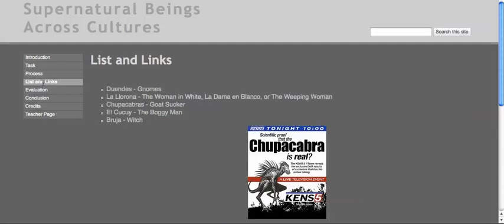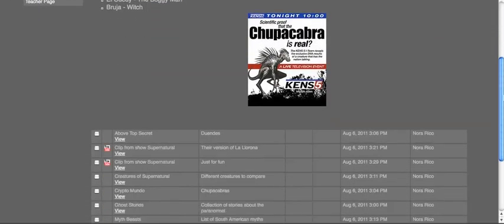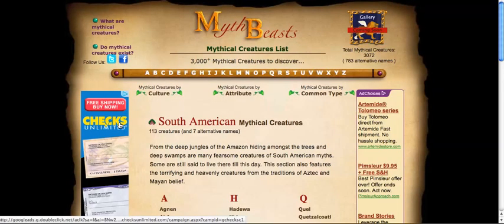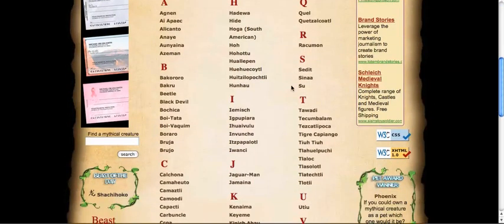The list and links page. I did provide them with a very short list. These are the supernatural beings that I grew up with, being of Mexican descent, but down here I have a link to a page which will give them mythical beasts from South America, and this page is really neat because you could click on any one of these and then it'll give you a description of what they are.